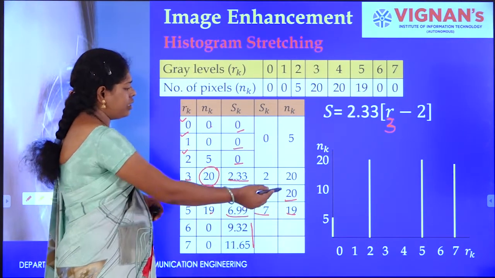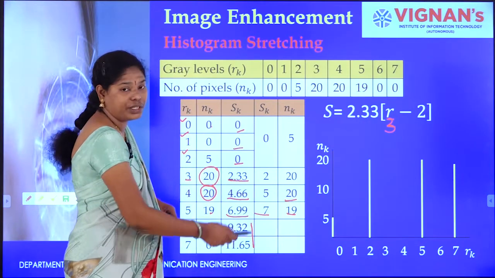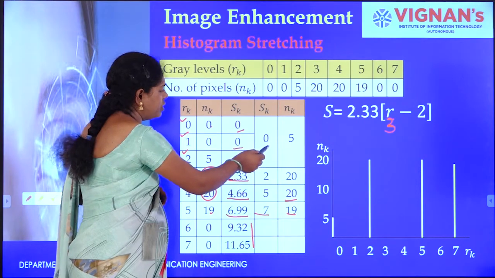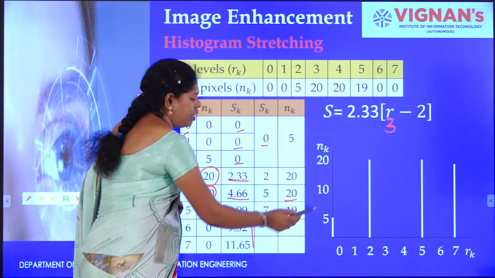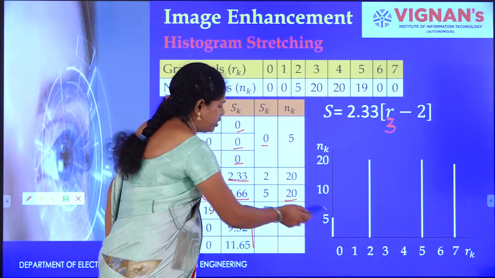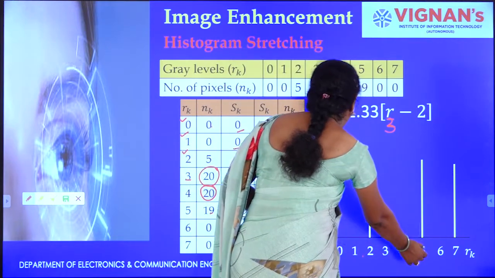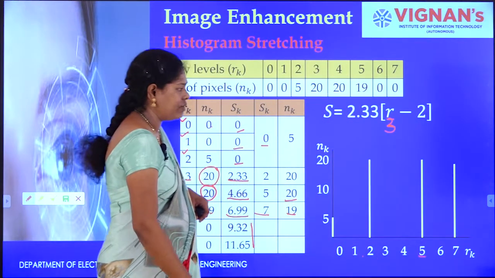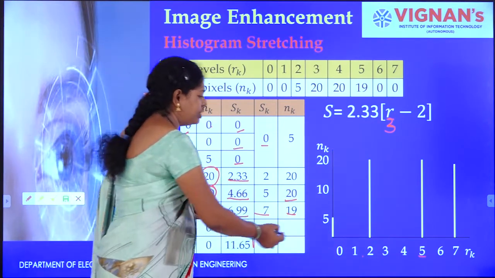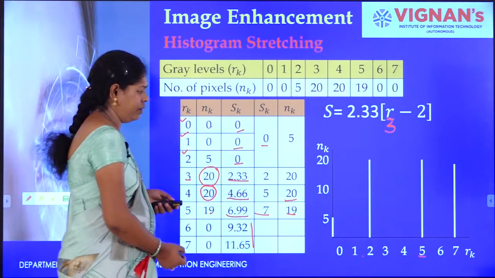Now the corresponding output histogram, the stretched histogram, is: the number of zeros is 5, the number of 2's is 20, the number of 5's is 20, and the number of 7's is 19. With this, the image is stretched, that is, it covers the entire region from 0 to 7.